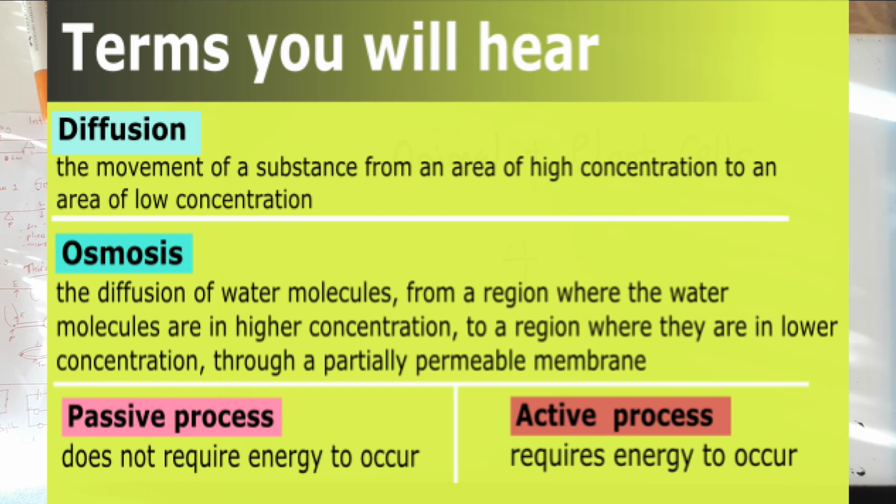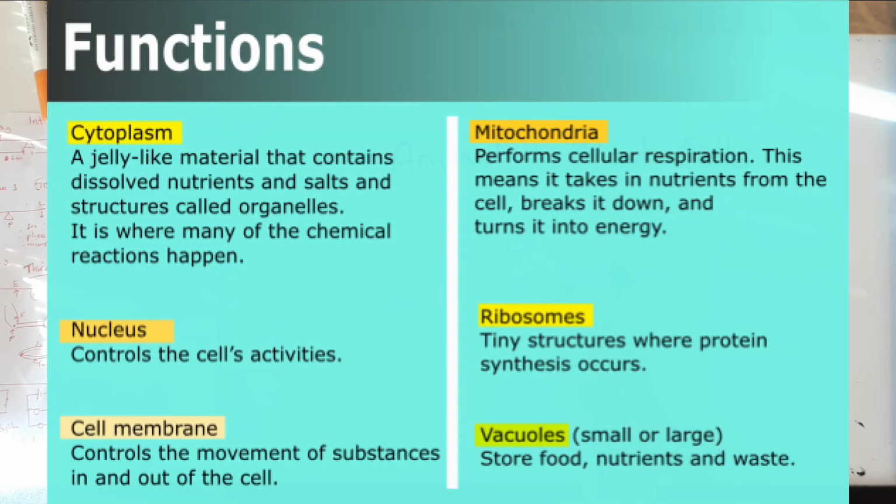So next is the next slide, slide 5. This is the general function of each part of the cell: the cytoplasm, the nucleus, the cell membrane, mitochondria, ribosomes, vacuoles. Make sure you take that down and learn it off. This is as simple as you can get it.